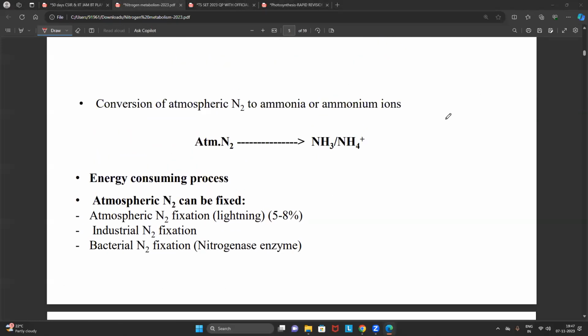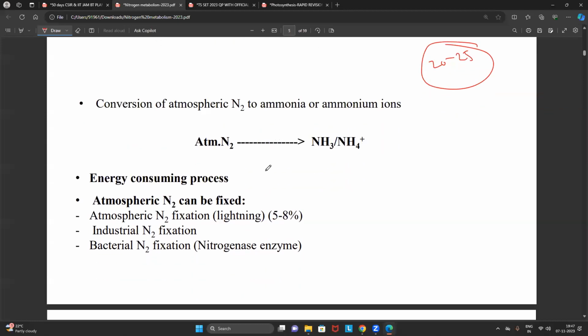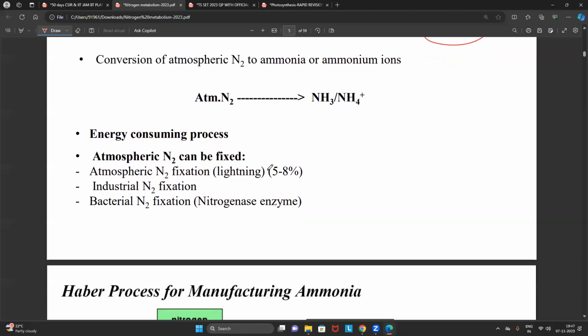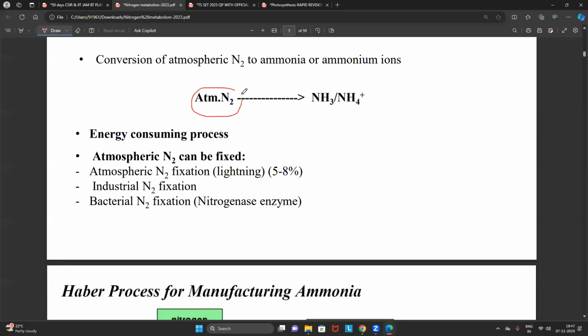Now let's focus on the first and the biggest step. I request every one of you not to interrupt me for 20 to 25 minutes. Let me complete the step, because at least one or two statements in a given question come from the fixation. So I want all the students to pay proper attention. Atmospheric nitrogen has to be converted into NH3 or NH4. That is the ultimate goal of nitrogen fixation.